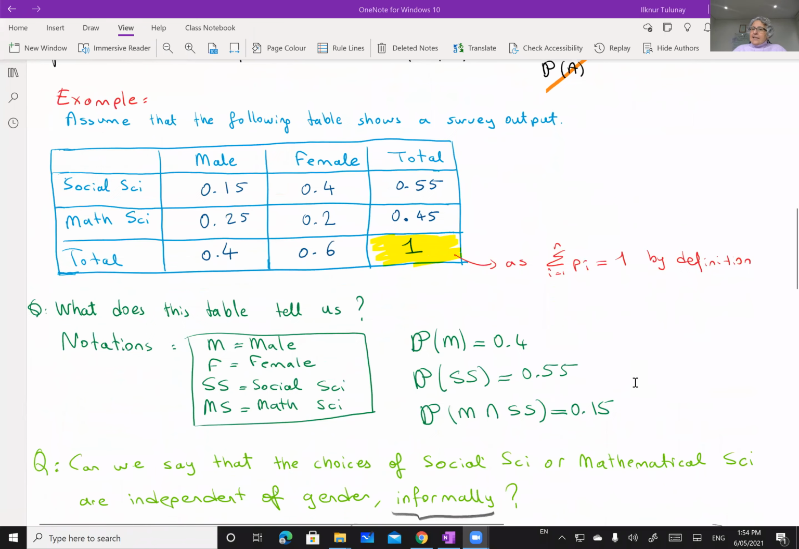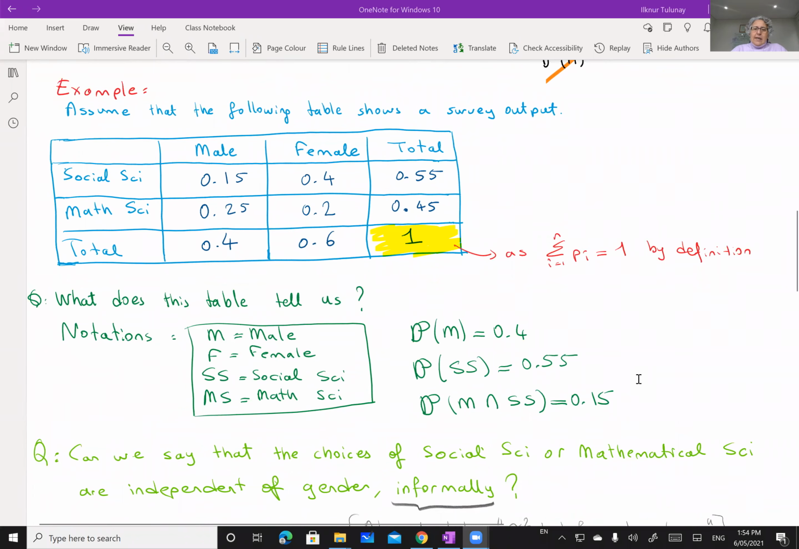Now, this is an example. It's a little bit long example, but let's do it step by step. Assume that the following table shows a survey output. So we have the male and female participants, and some male participants choose social science to study, and some choose math science, and the females are as well, social science and math science.